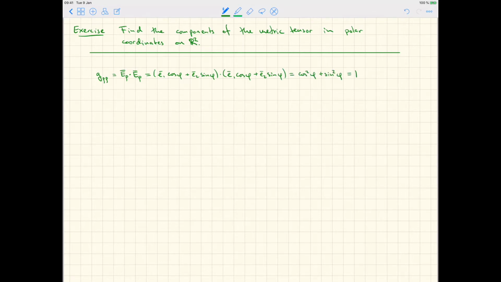Similarly, for the component g ρ phi, it is by definition equal to e ρ inner product with e phi, which due to the commutativity of the inner product is e phi scalar e ρ, and therefore equal to the metric component g phi ρ.